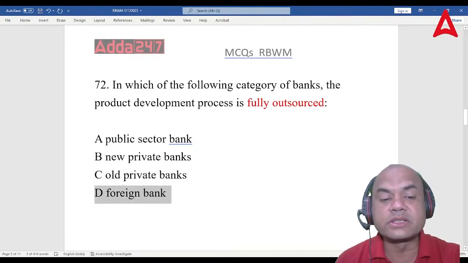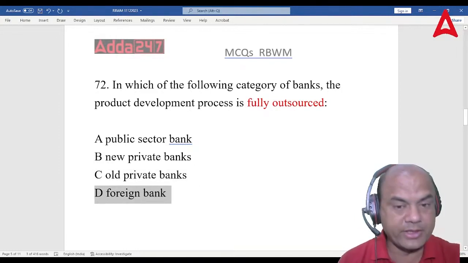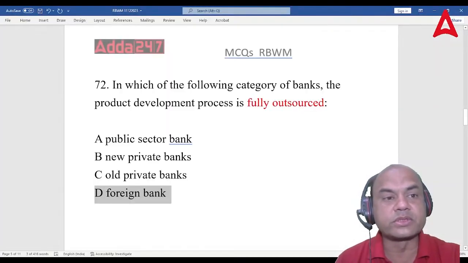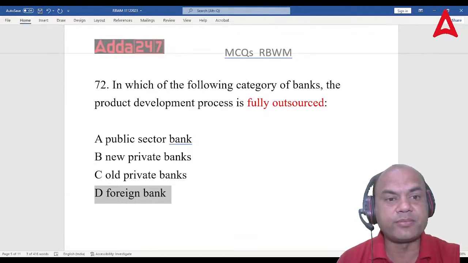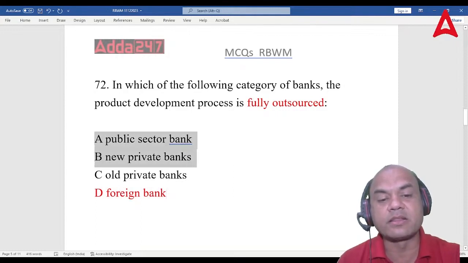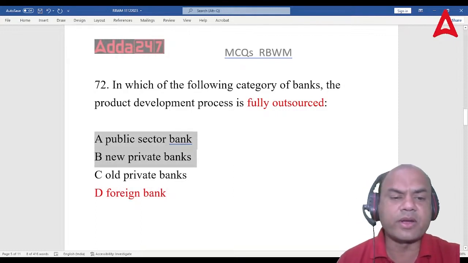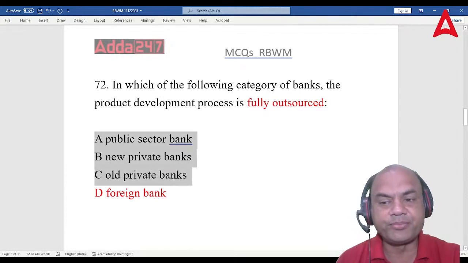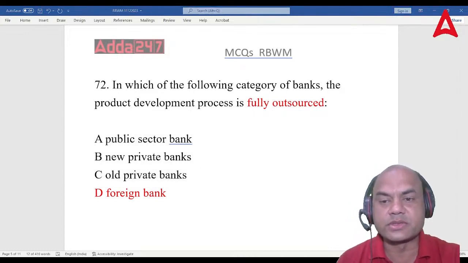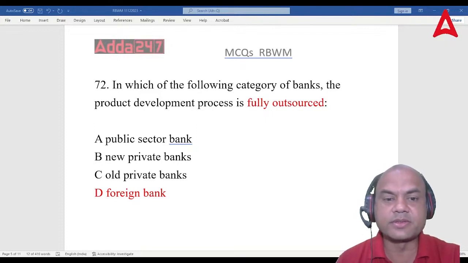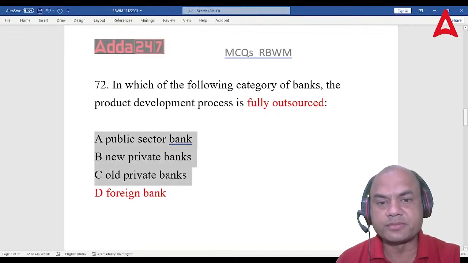So full outsourcing is done in foreign banks, always. Remember this. New private sector banks and public sector banks do partial outsourcing. In fact, all of them now are doing partial outsourcing. Got it? Okay with this? Chalo, let's move on to the next one.